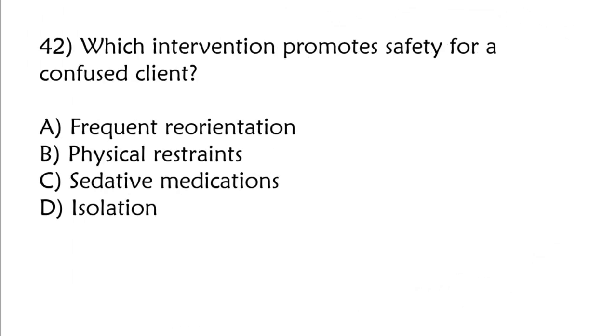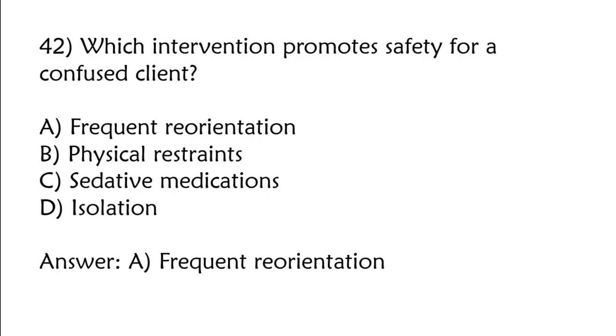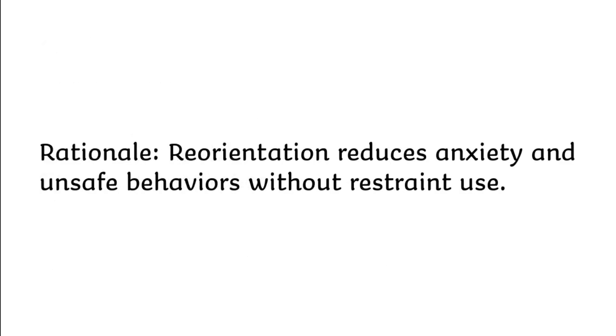Which intervention promotes safety for a confused client? Correct answer is A. Frequent reorientation. Rationale: reorientation reduces anxiety and unsafe behaviors without restraint use.